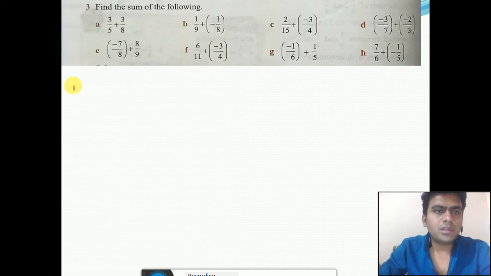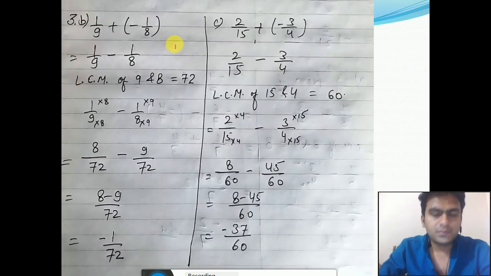Now question number 3, find the sum of the following. This question is also the same as question number 2. Here also we will see the denominator. If the denominators are not equal, then we will make the denominators equal. So let's see the 3B, third B question.